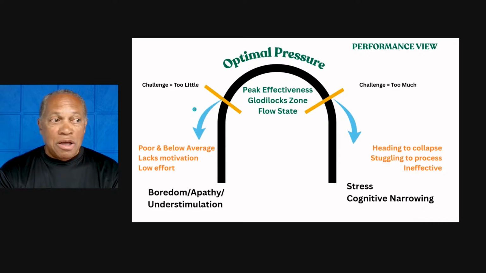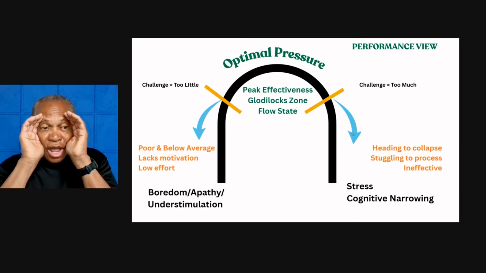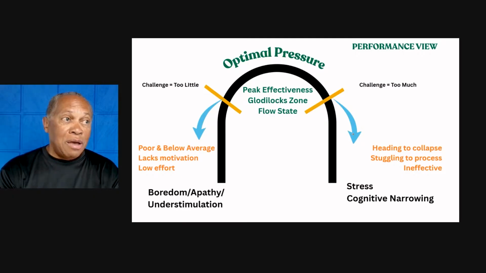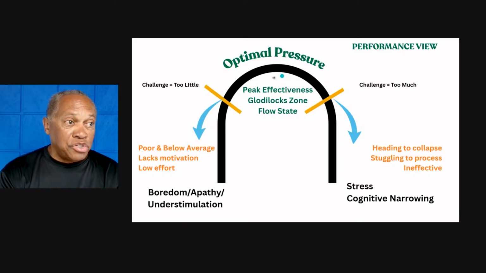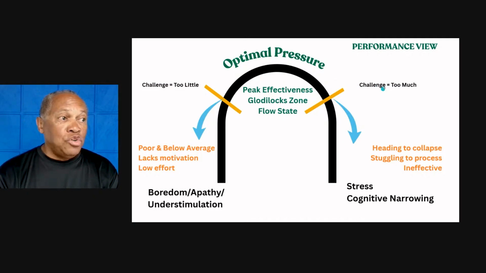and bringing this into the conversation, where we talked about the optimal pressure. This is called the inverted U. If you don't have enough, this is why the goals have to be ambitious. You get disengagement, lack of motivation, low effort. If the goals are too much, they're not realistic, you end up over here, and you're heading to collapse, struggling to process, cognitive narrowing, the stress, and things don't work. And once you narrow down, you have less access to your best thinking, which gets into the knowing-doing gap. So we want to manage this so that we're in the optimal pressure zone up here, peak effectiveness, Goldilocks zone, flow state, however you want to call it. It's not too much and not too little.